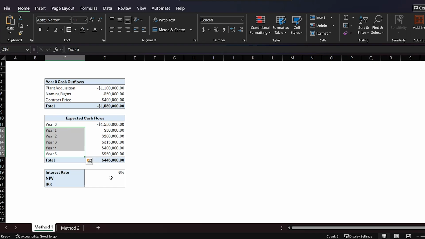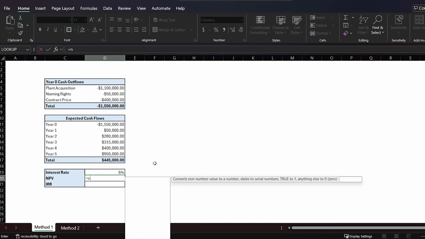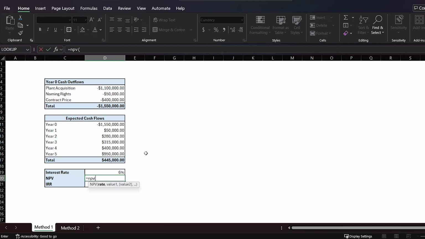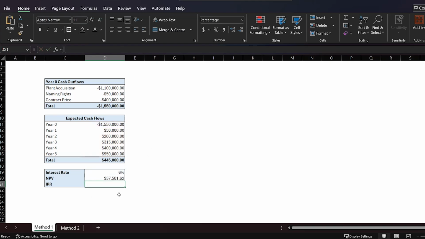So how we do this using the formula is we do equals NPV, with our discount rate of 6%, comma, all of our future cash flows. Now this will give us the net present value of the future cash flows, but in order to get what the present value is compared to our initial cash outflow, we also have to add this value in. And we have a net present value of 37,581.